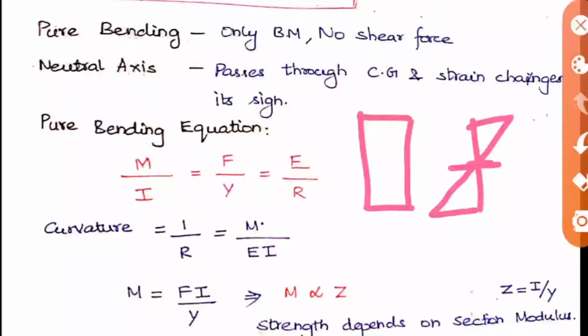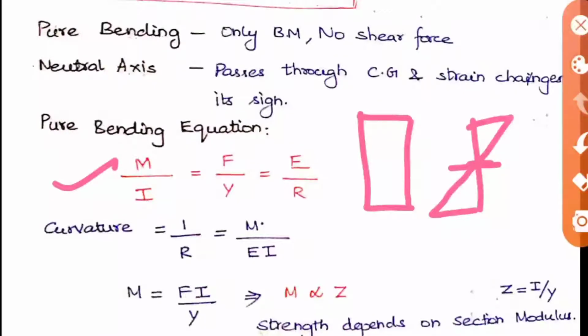So here this is the pure bending equation. M by I is equal to F by Y is equal to E by R. Here M is the bending moment, I is the moment of inertia, F is the stress, and Y is the distance of a fiber from the neutral axis. E is the Young's modulus and R is the radius of curvature.